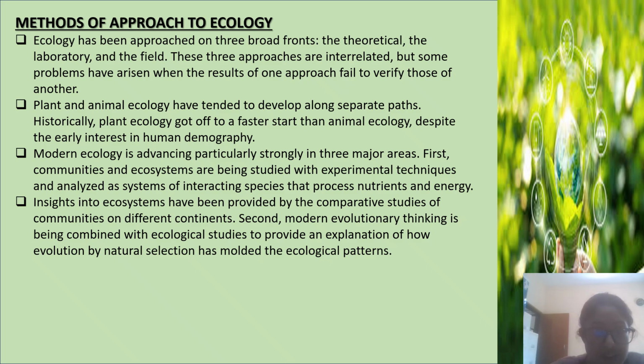Modern ecology is advancing particularly strongly in 3 major areas. First, communities and ecosystems are being studied with experimental techniques and analyzed as systems of interacting species that possess nutrients and energy. Insight into ecosystems has been provided by the comparative studies of communities on different continents. Second, modern evolutionary thinking is being combined with ecological studies to provide an explanation of how evolution by natural selection has modeled the ecological patterns.